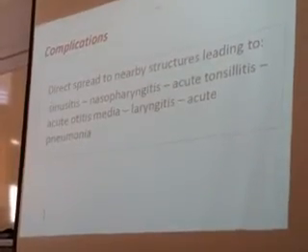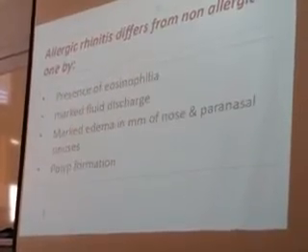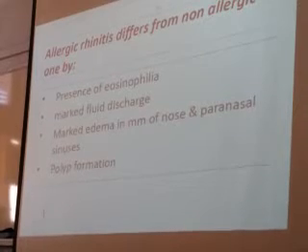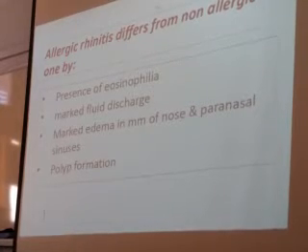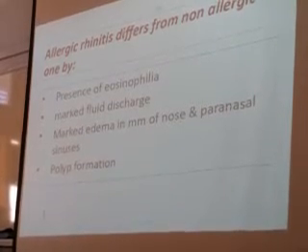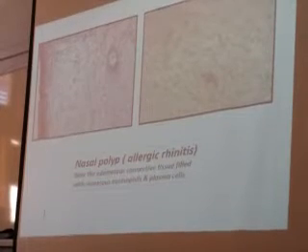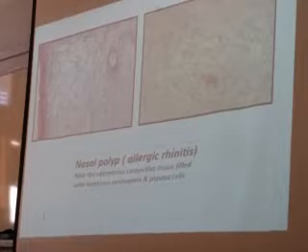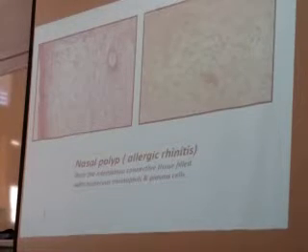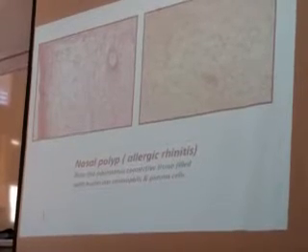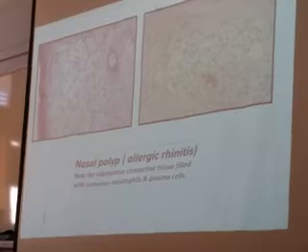Even if you don't have the differential leukocyte count, eosinophils, marked fluid discharge, marked edema of the nose and paranasal sinuses, along with polyp formation point towards allergies. This is one of the polyps which has been removed from the nasal cavity. It has an epithelial lining. Below it you will find edematous connective tissue, which is filled with numerous eosinophils.